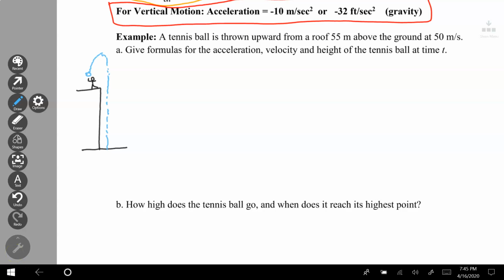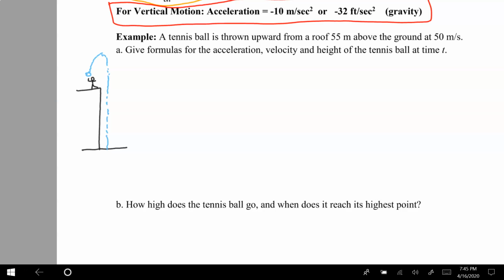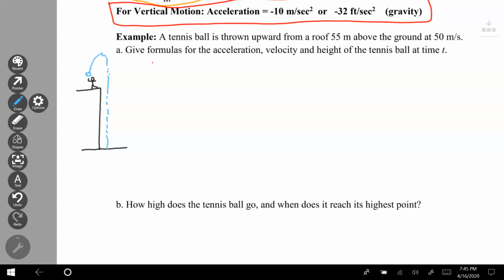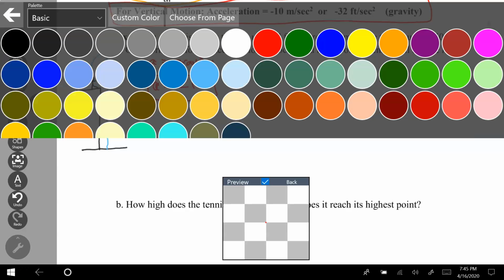Okay, my example is a tennis ball is being thrown upward from a roof that is 55 meters above the ground at 50 meters per second. Let's give the formulas for acceleration, velocity, and the height at time t. Well, my acceleration is just gravity, and acceleration is going to equal negative 10 meters per second squared. I will include the units on this now. But now I want to find velocity.